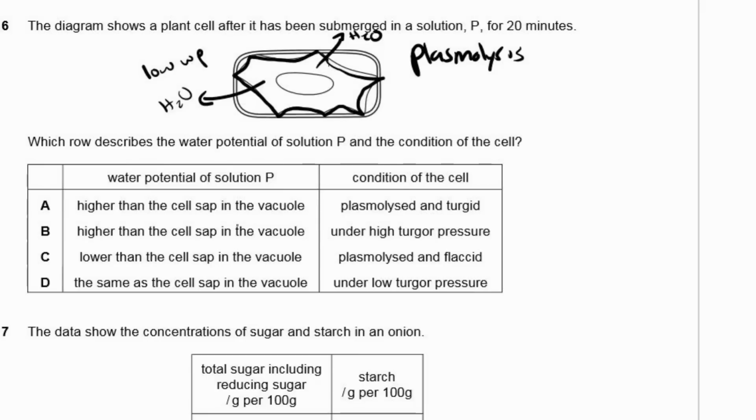Is it higher than the cell sap in the vacuole? No, it's lower than the cell sap in the vacuole. It's certainly not going to be the same, or else there'll be no movement of water either way. So it looks like the answer is C, but let's look at this.